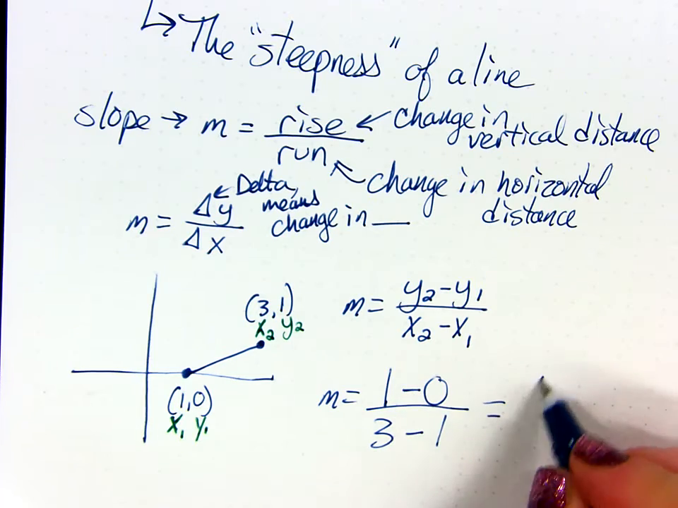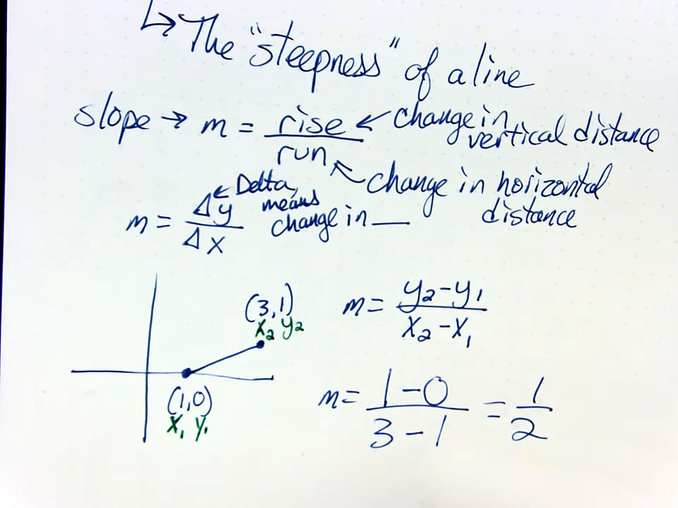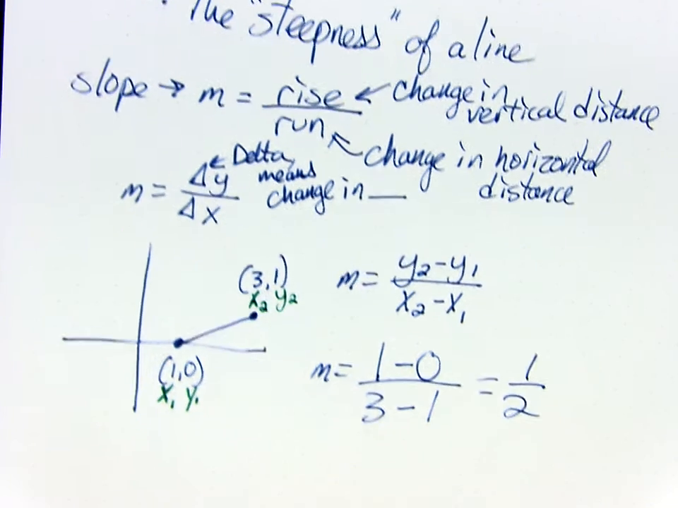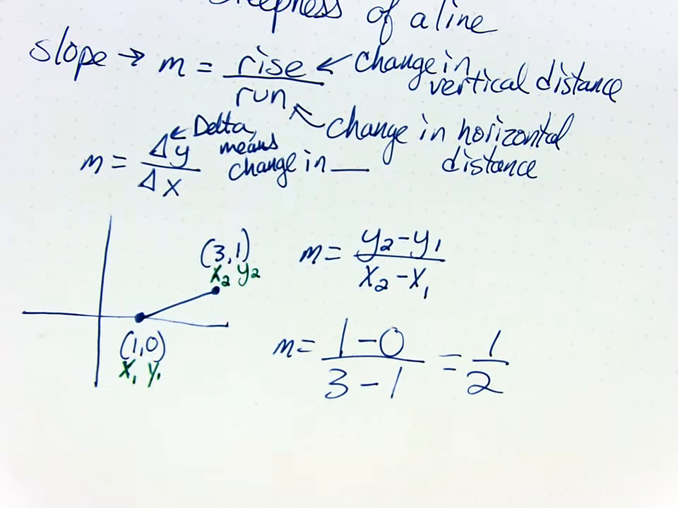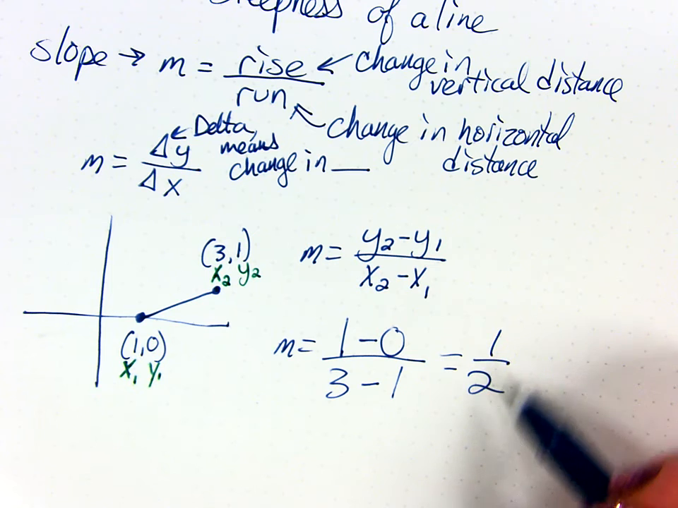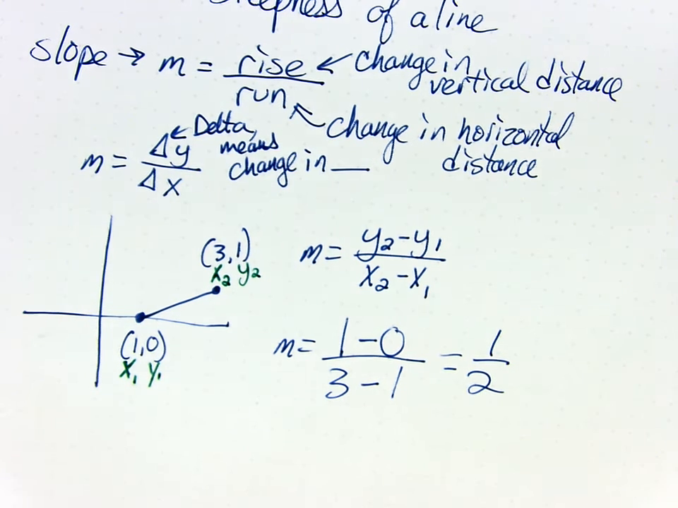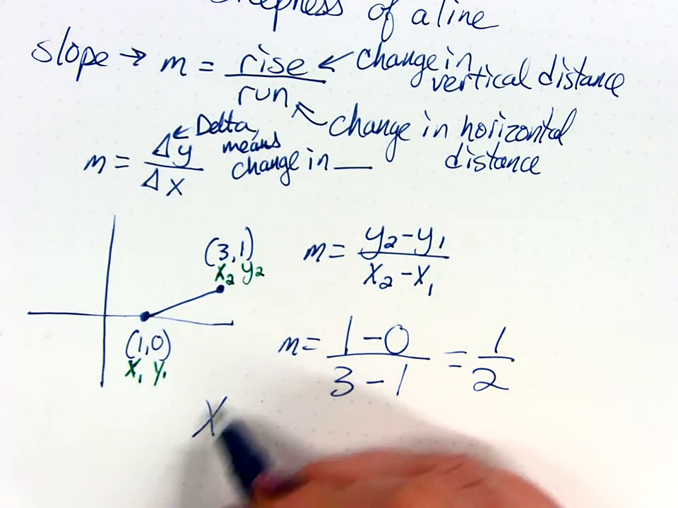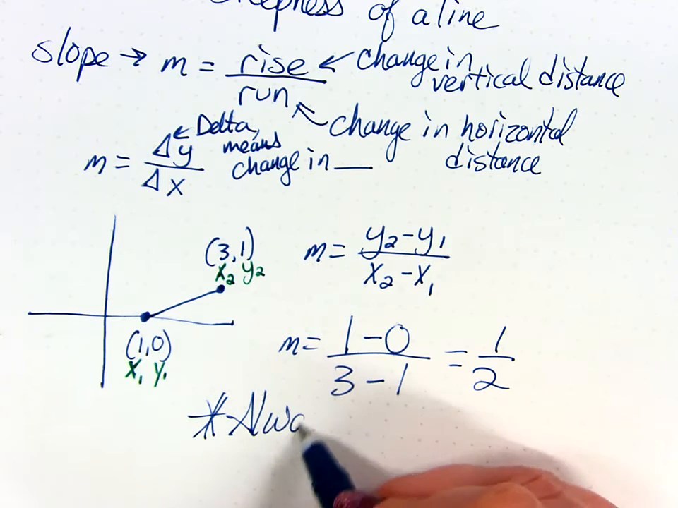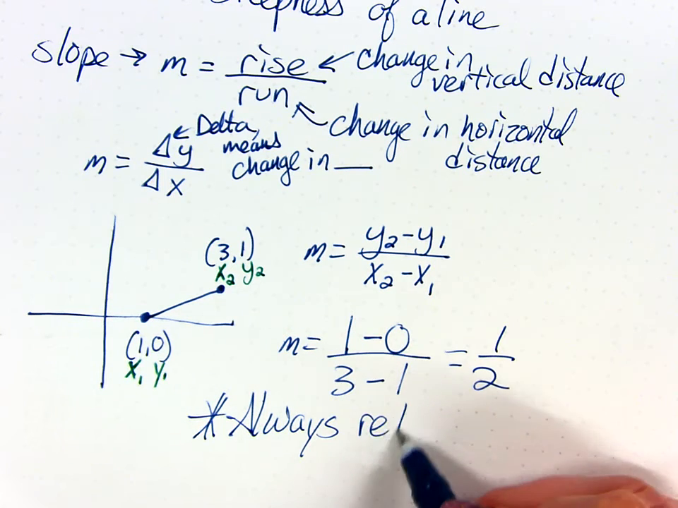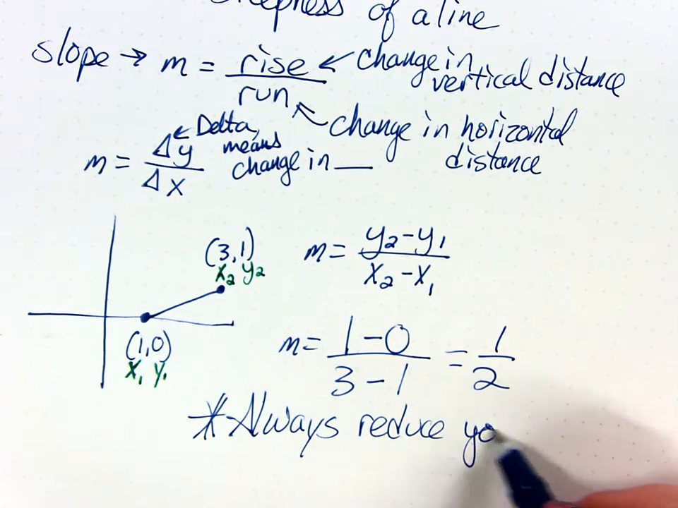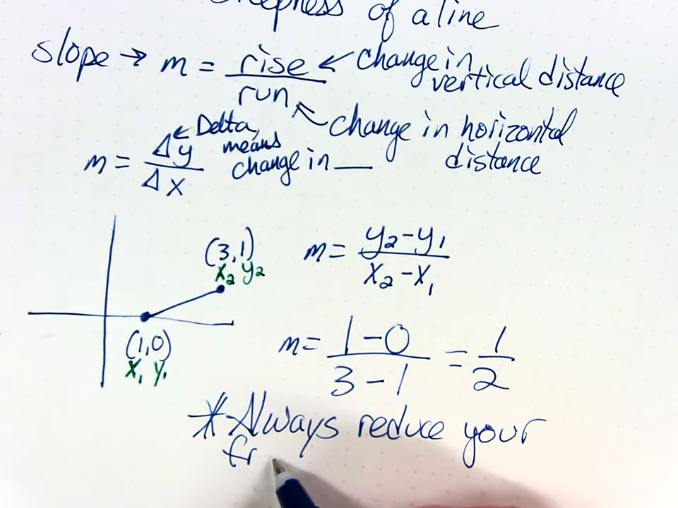So 1 minus 0 is just 1. 3 minus 1 is 2. And guys, I'm done. The only thing you may have to do is reduce this fraction. So if it came out to be like 4/8, I would just reduce it to be 1/2. So you do want to, let's put a star, always reduce your fraction.